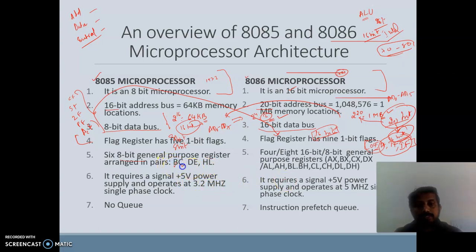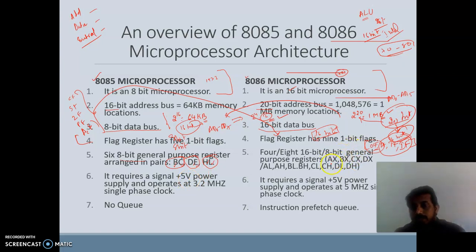What are those? B, C, D, E, H, L. The reason for the commas is that when you require 16 bits, you can combine them in this order. B and C can be combined as a 16-bit register. D and E can be combined as a 16-bit register. H and L are combined as a 16-bit register. Separately, they can be 8-bit registers.